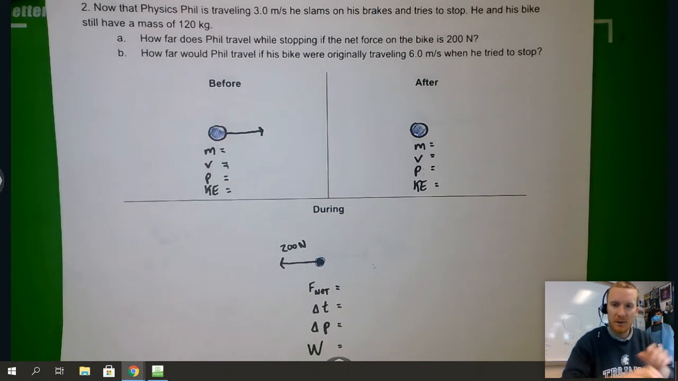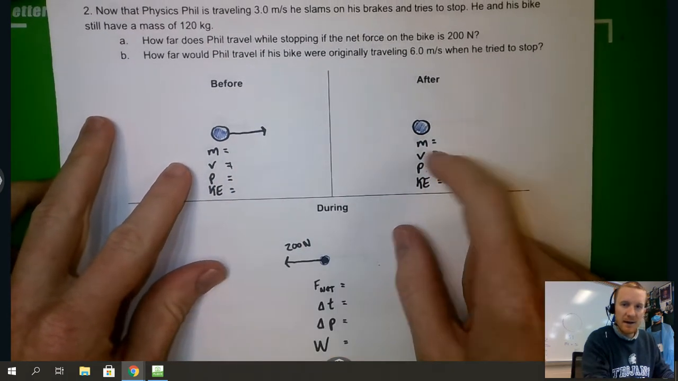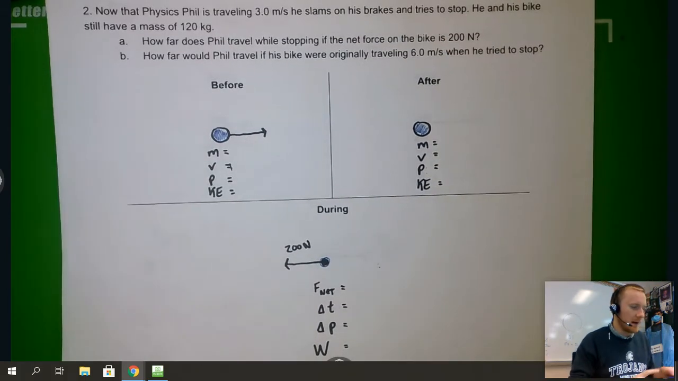So if you've ever ridden your bike and slammed on the brakes, sometimes you skid a little bit of a distance. So we want to know how far he is going to skid if he applies a net force of 20 newtons, right, in order to slow him down. So just like before, I've drawn my before and my after diagrams here. I've got him moving initially, and then afterwards I do have him at rest, right, because he is going to be coming to a complete stop.